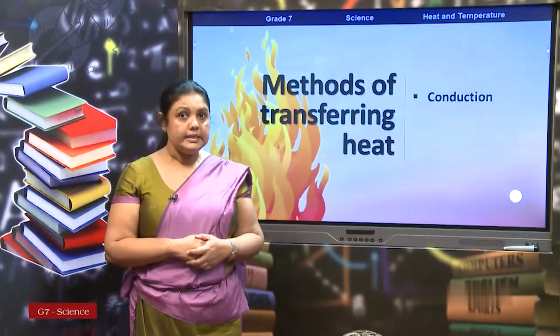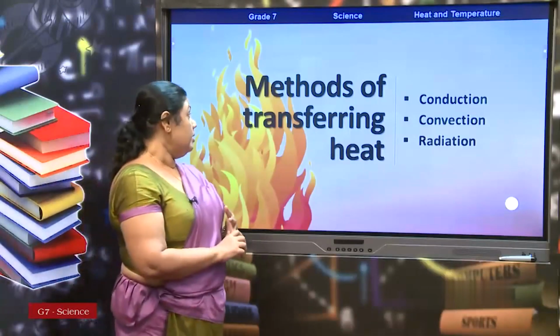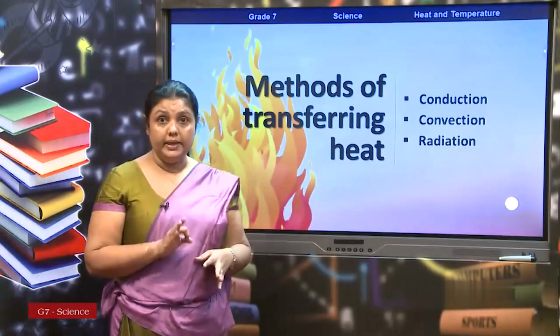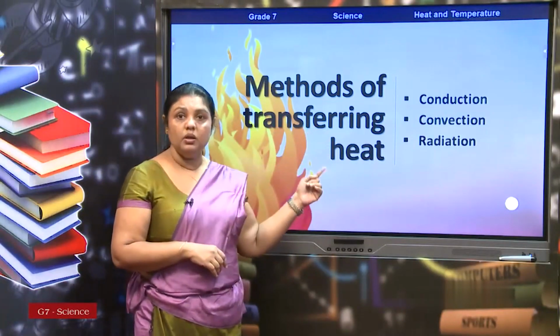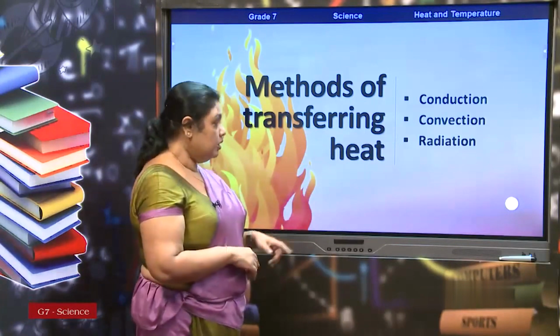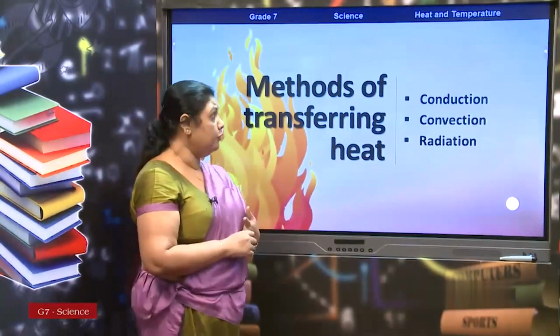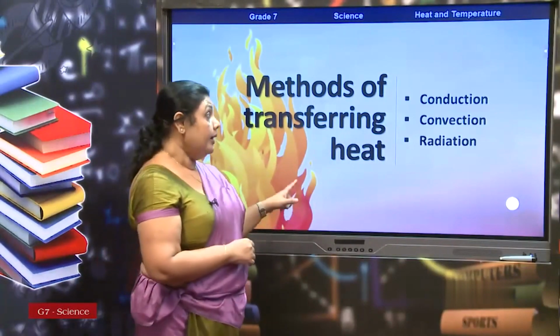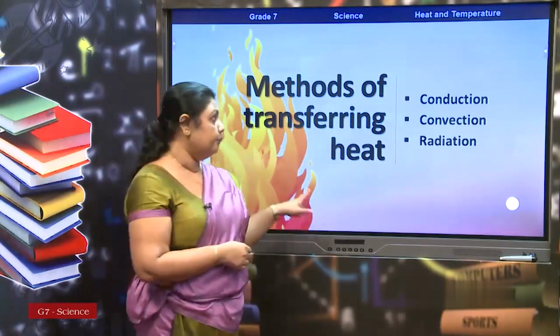One is conduction. Secondly, convection. Then radiation. Conduction, convection and radiation. So, remember children, there are three basic methods of transferring energy. What are those? Conduction, convection and radiation. We will discuss what these methods are. Some of you must be familiar with these words. Anyway, we will learn in detail what these methods of transferring heat are.